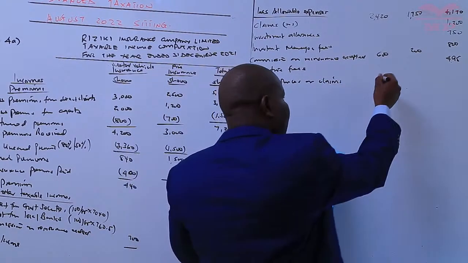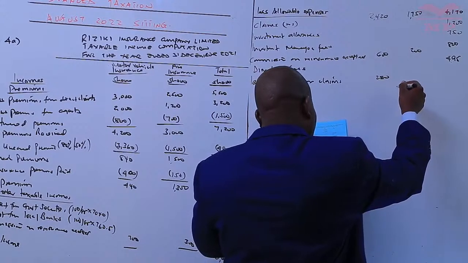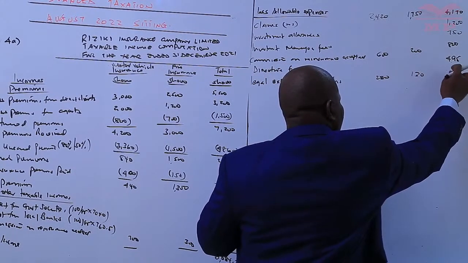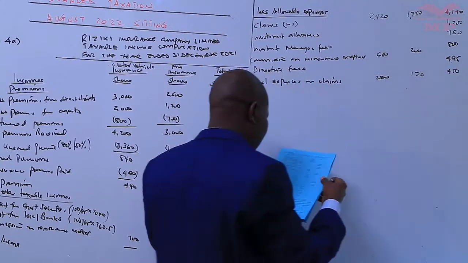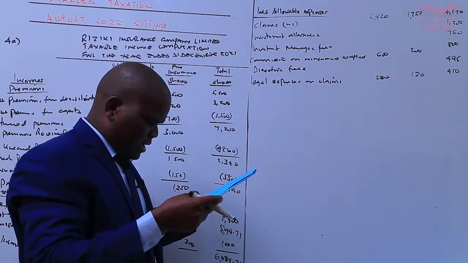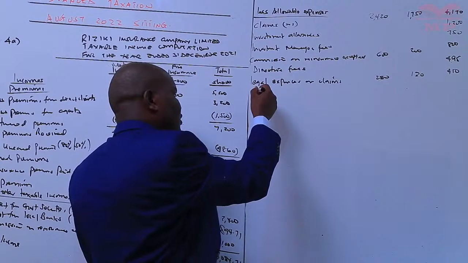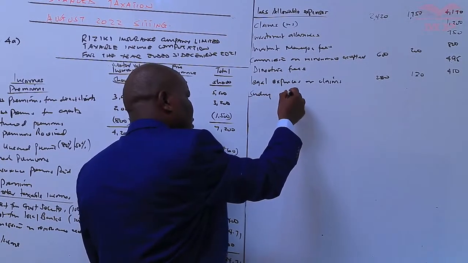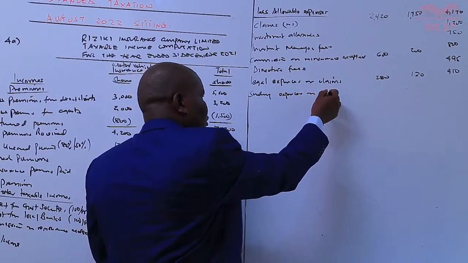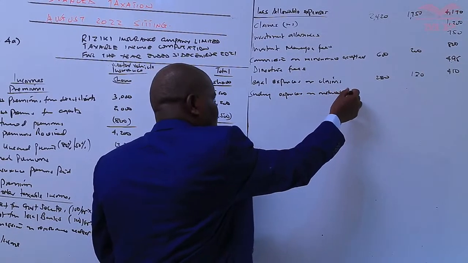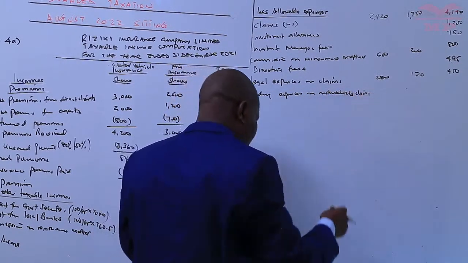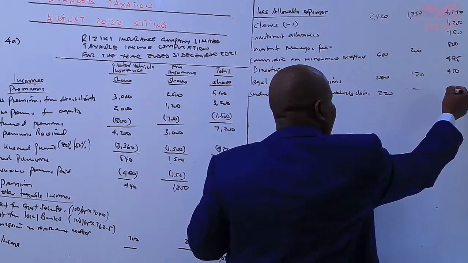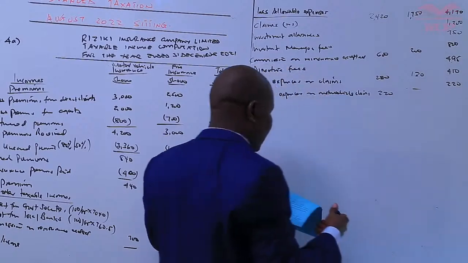Motor vehicle is 280. This is 130. 130 plus 280 should be 410. Sundry expenses on motor vehicle claims are allowable expenses. Sundry expenses on motor vehicle claims, a total of 220. Nil for fire, so total is 220.